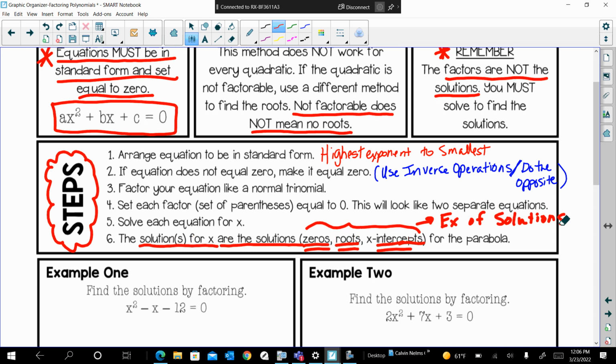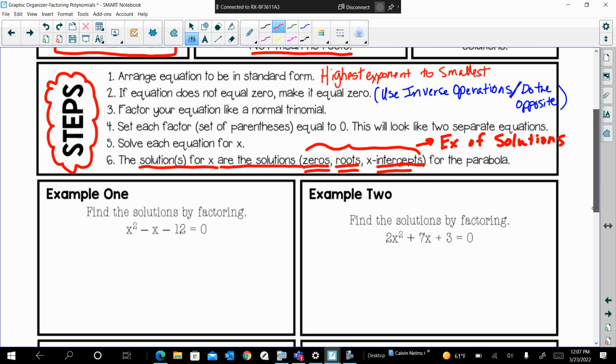So instead of saying find the solution, they may say find the root. Instead of saying find the x, they may say find the 0 or find the x-intercept. You just got to know that they mean the same thing. Okay? All right, so let's apply the rules.